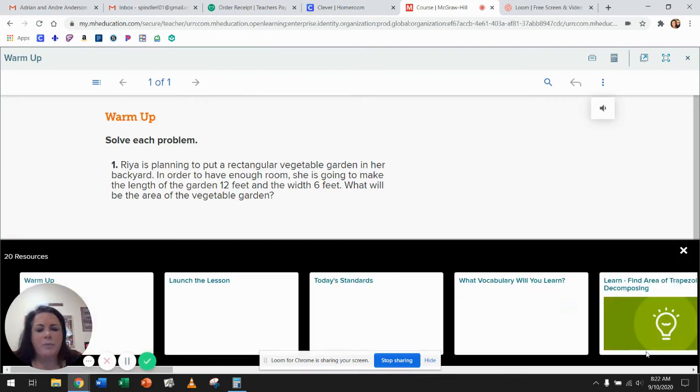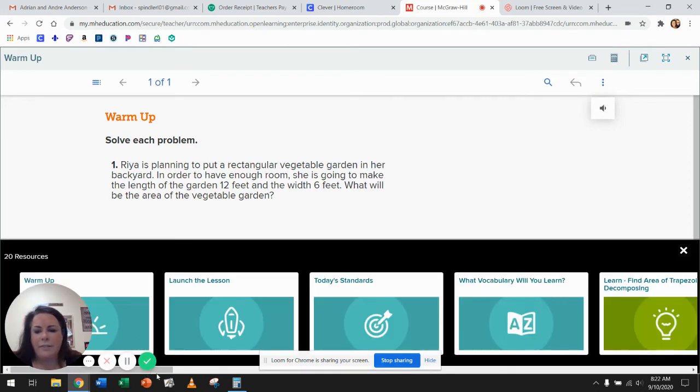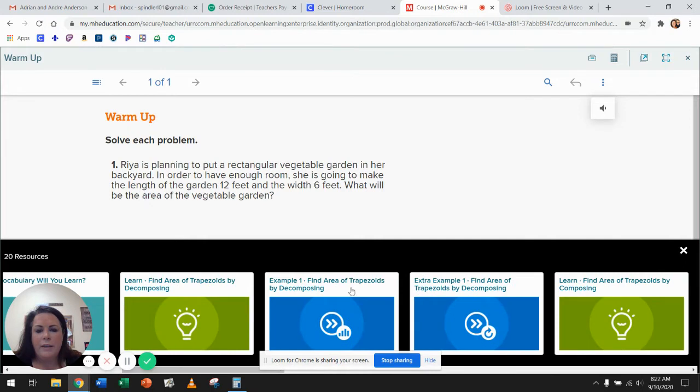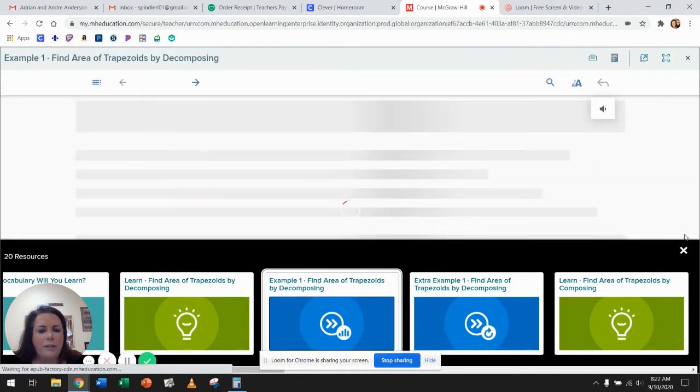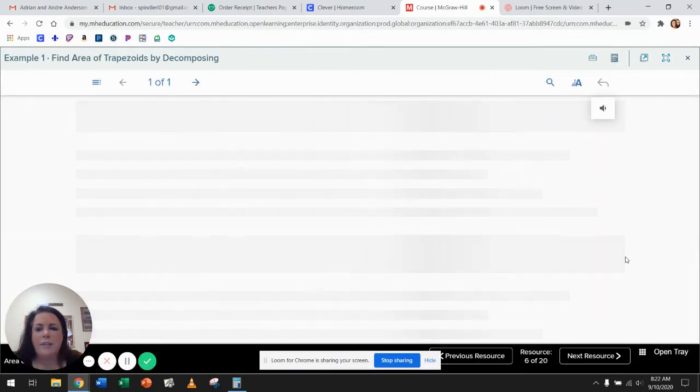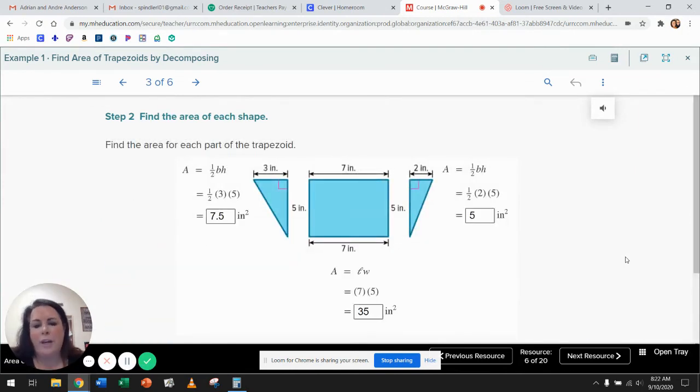We are going to be talking about finding the area of trapezoids today. So we're going to jump right in to our first activity. The first way that we can find area of trapezoids is by doing something called decomposing.